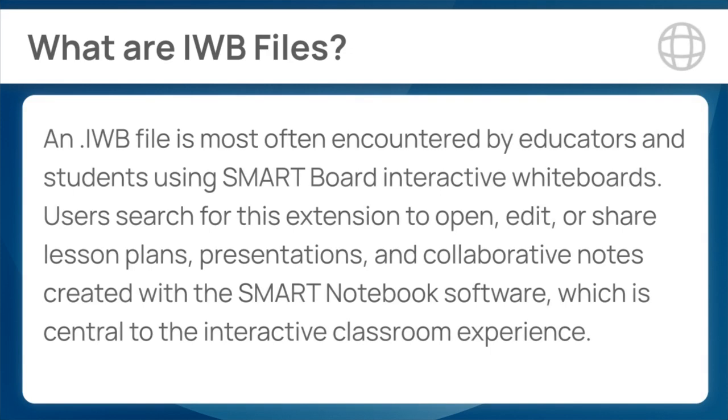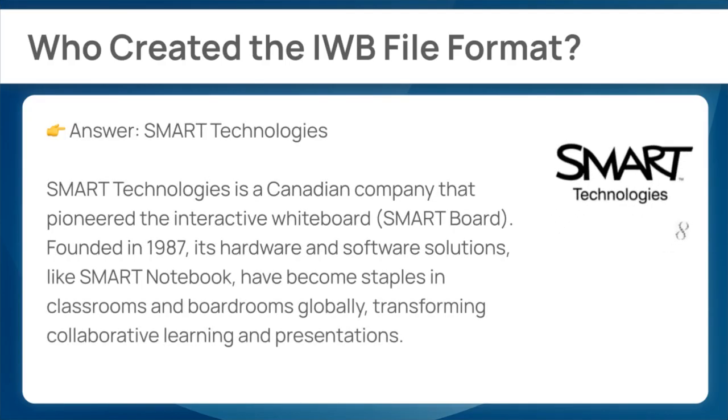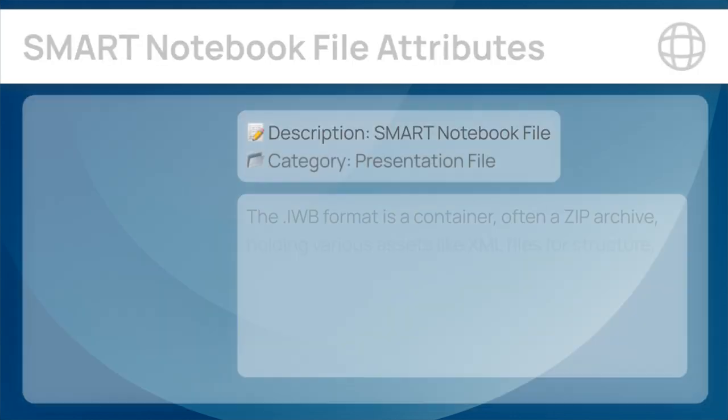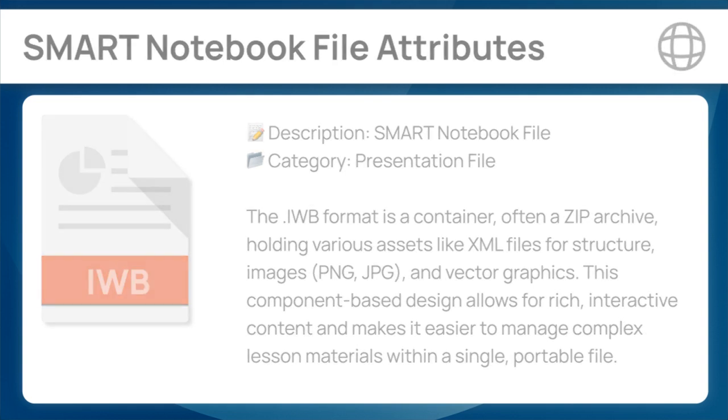Users search for this extension to open, edit, or share lesson plans, presentations, and collaborative notes created with the Smart Notebook software, which is central to the interactive classroom experience. The .IWB format is a container, often a zip archive, holding various assets like XML files for structure, images, PNG, JPG, and vector graphics. This component-based design allows for rich interactive content and makes it easier to manage complex lesson materials within a single portable file.